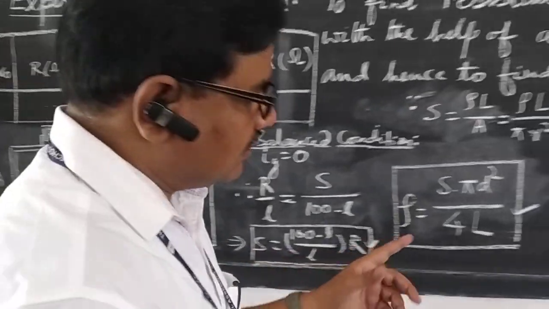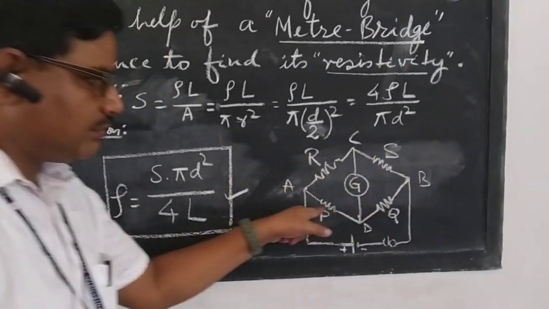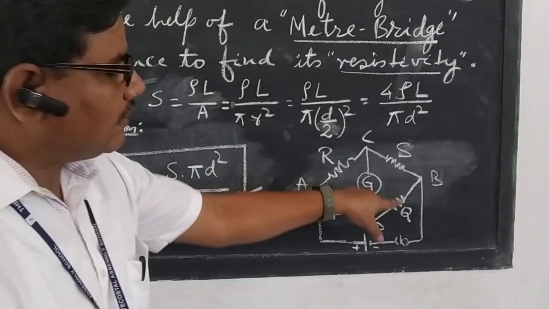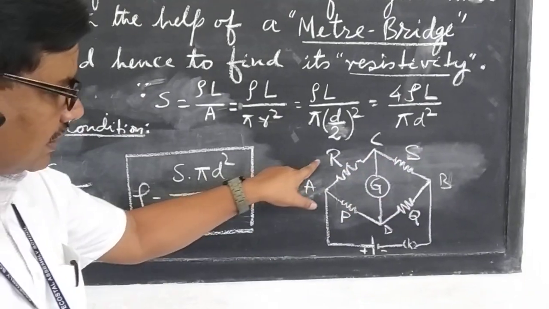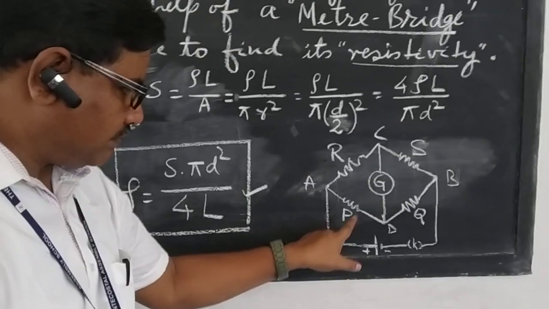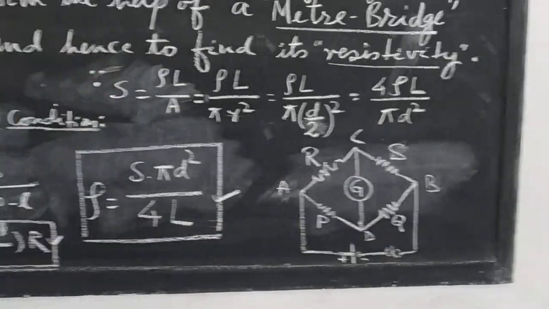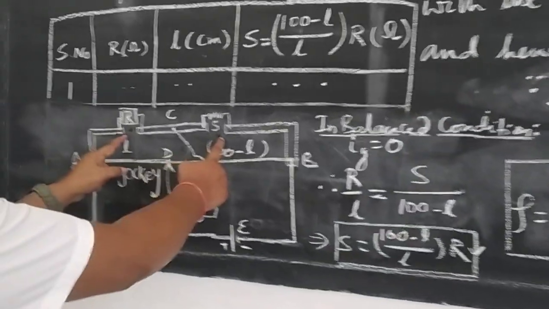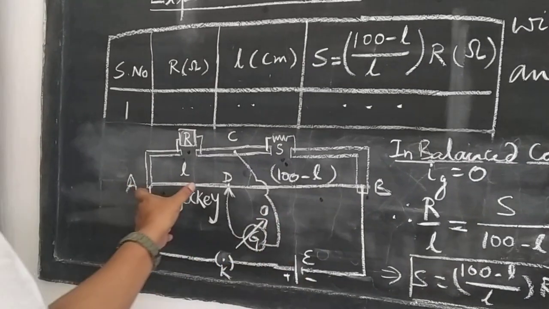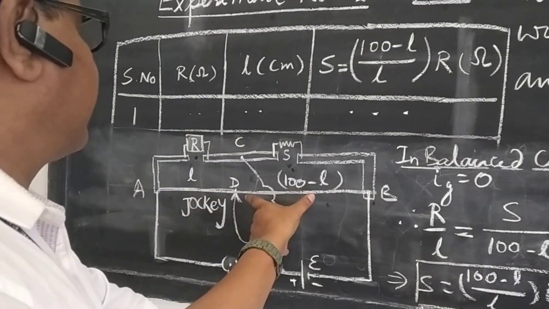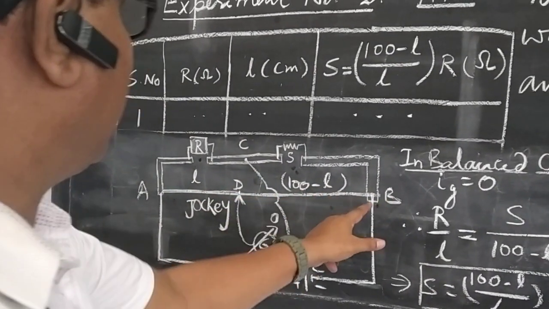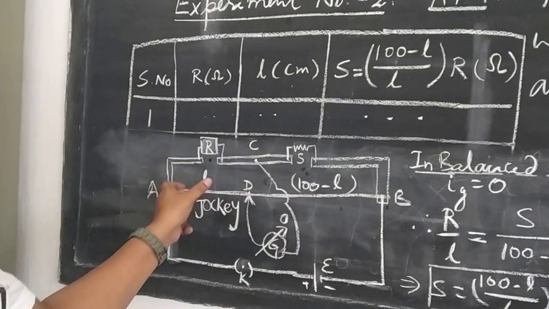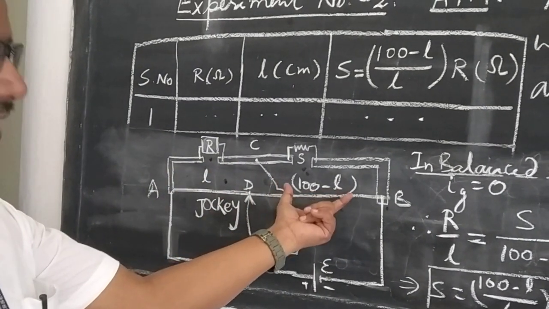Now we have to understand what a balanced Wheatstone bridge is. It is a combination of four resistors R, S, P and Q. You can see R and S is here, and this is P. One side of the wire is P, another side of the jockey is the remaining wire of 100 centimeter length. If this is L, then this is 100 minus L.